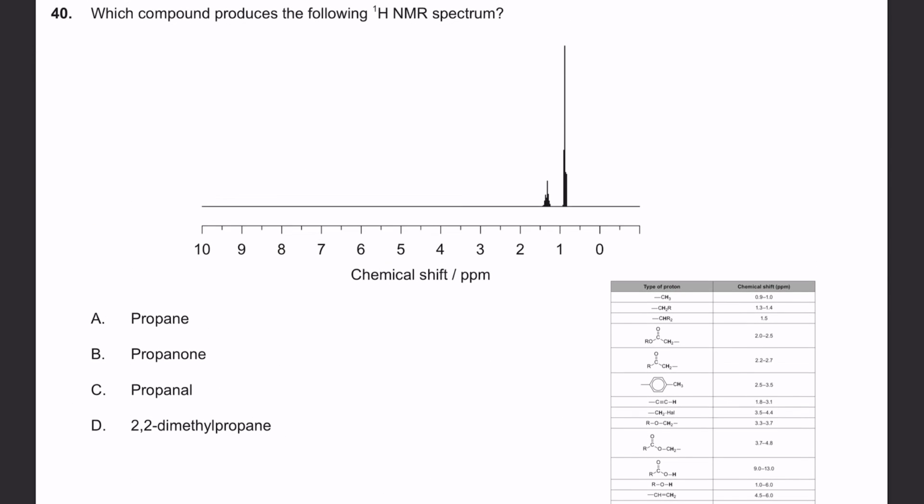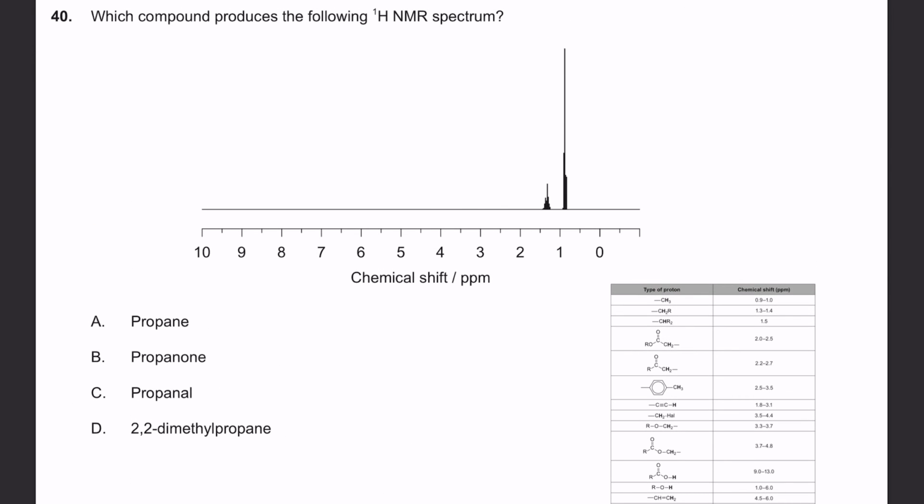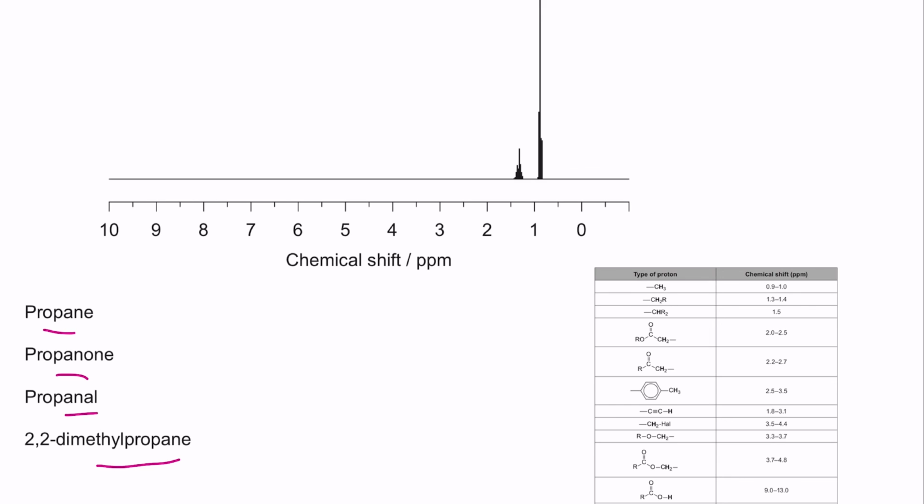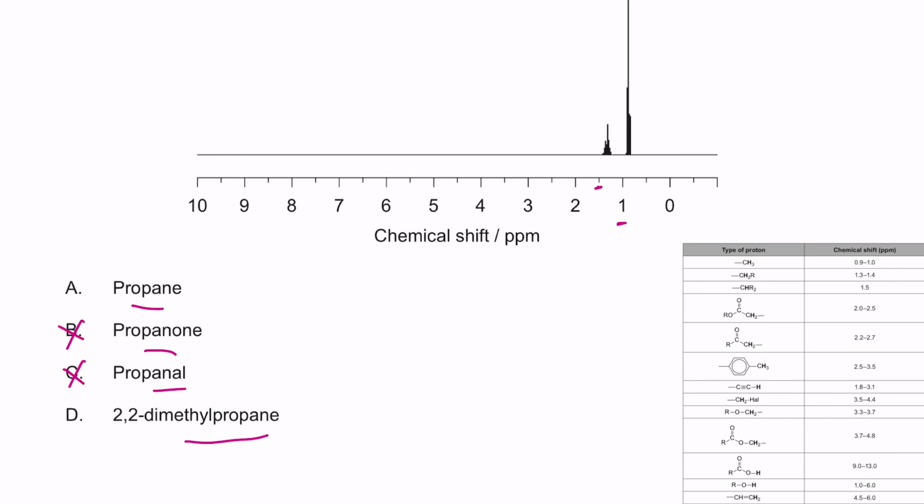Moving on to question number 40. To solve this, we have to use the chemical shift of this H1 NMR, which is given in your IB data booklet. So yeah, we have 4 options: propane, propanol, propanol, and dimethyl propane. Okay, so if we check the shifts here, one shift is at 1 or less than 1, another one is at less than 1.5. Okay, we see that any shift that contains oxygen starts from 2. So we can remove option B and C.